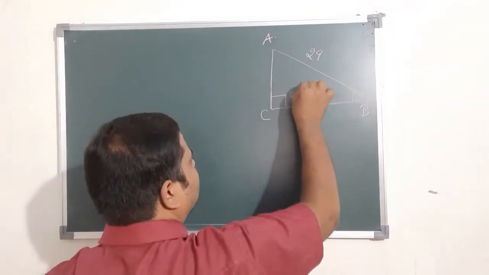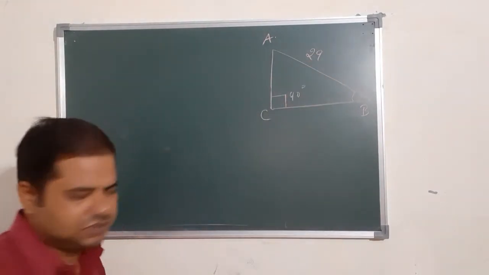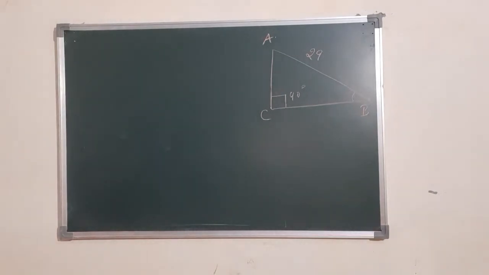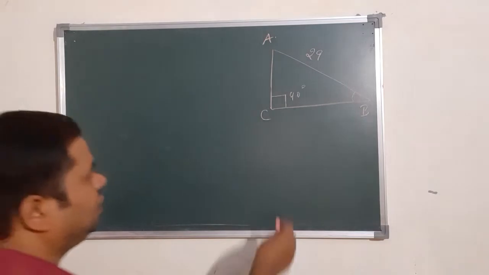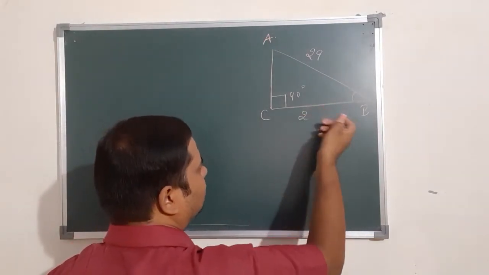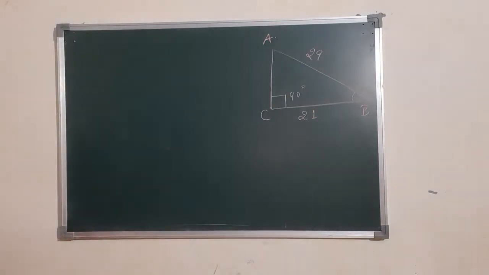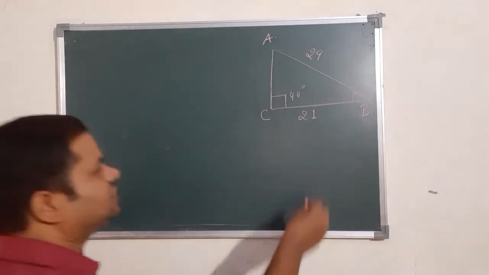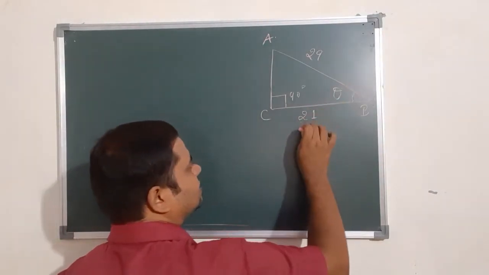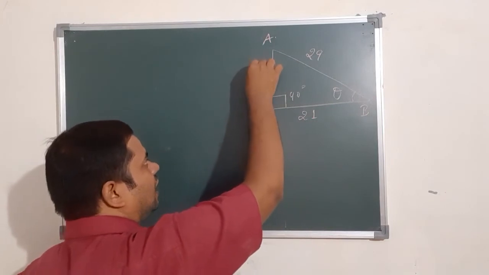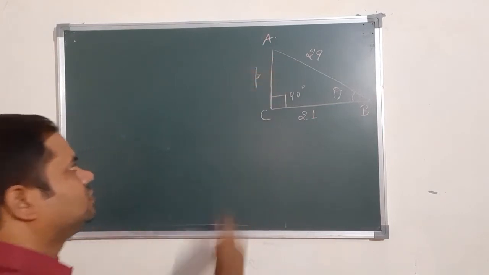This is 90 degrees. That's why I am telling you this is the hypotenuse. BC is equal to 21 units, so I can't say whether this is base or perpendicular, because we have not considered the angle. And angle ABC is theta, so simply this is theta. So clearly we can say this is the base and this is the perpendicular.